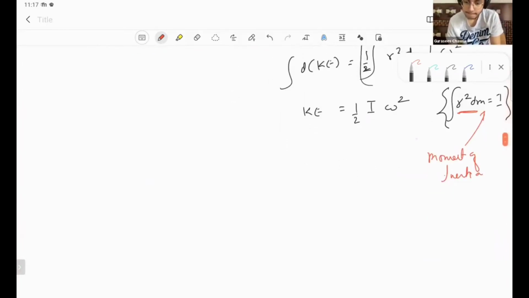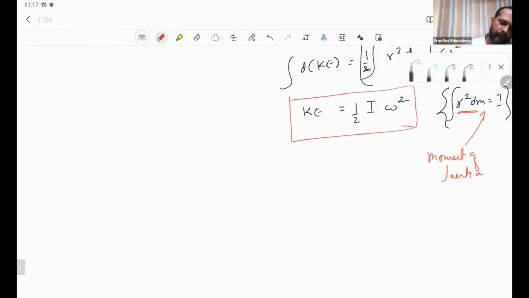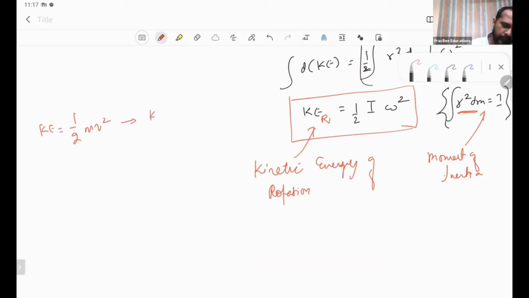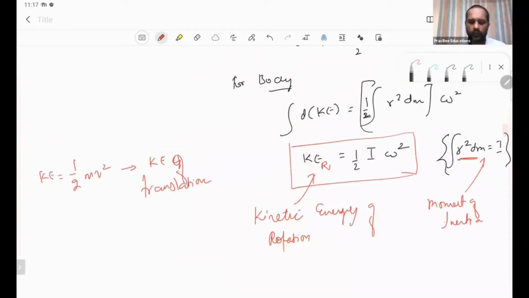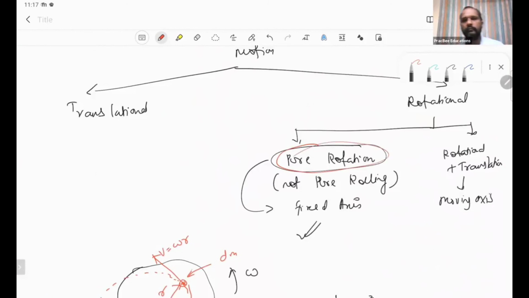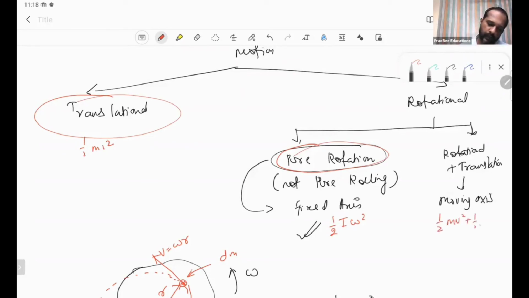Fine. So this kinetic energy जो हमने यहाँ पे ये half I omega square लिखा, this is called as kinetic energy of rotation. This half mv square जो हमने पहले पढ़ा था, this is kinetic energy of translation. Got it? So यदि हम बात करें तो जब यदि pure rotation होगा तो there is only kinetic energy of rotation. Pure translation होगा तो there is only kinetic energy of translation. यहाँ पे काइनेटिक एनर्जी half mv square होगा, यहाँ पे काइनेटिक एनर्जी half I omega square होगा, but here the kinetic energy will be half mv square plus half I omega square.